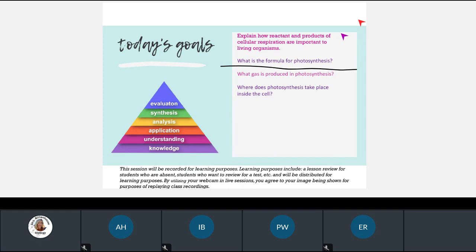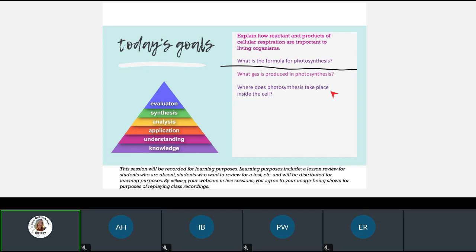Explain how reactants and products of cellular respiration are important to living organisms, which is the understanding, and what is the formula for photosynthesis, which is the knowledge. Thank you. Awesome. What gas from photosynthesis? Where does photosynthesis take place inside the cell? Wonderful. Good job, guys. Thank you so much.